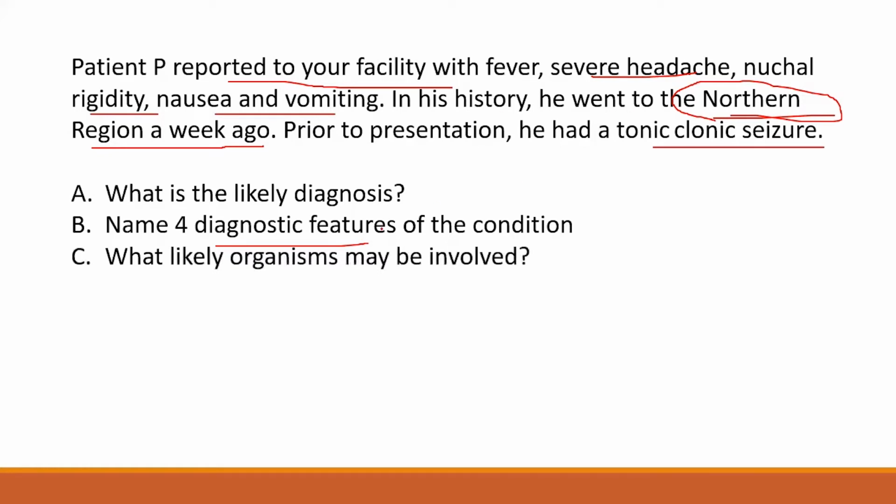What likely organisms may be involved? If we are looking at bacterial meningitis, due to the history of this person, what organisms could be the causative agent? You can be thinking of Neisseria meningitidis, then Streptococcus pneumoniae, then Haemophilus influenzae. Any of these will be correct.